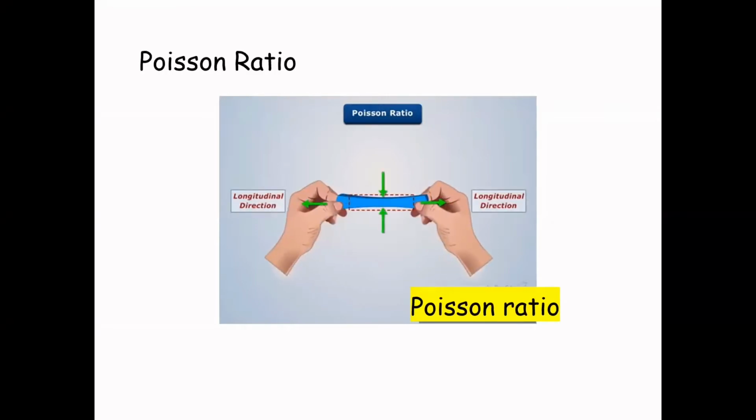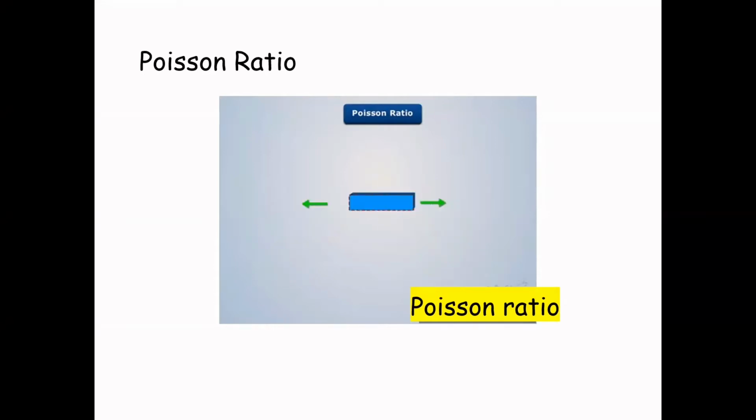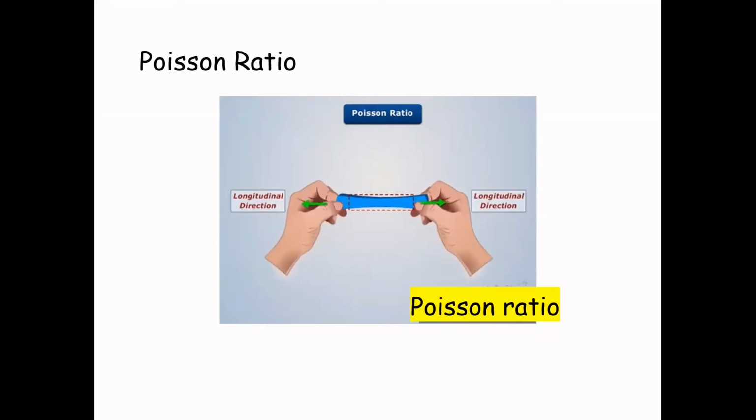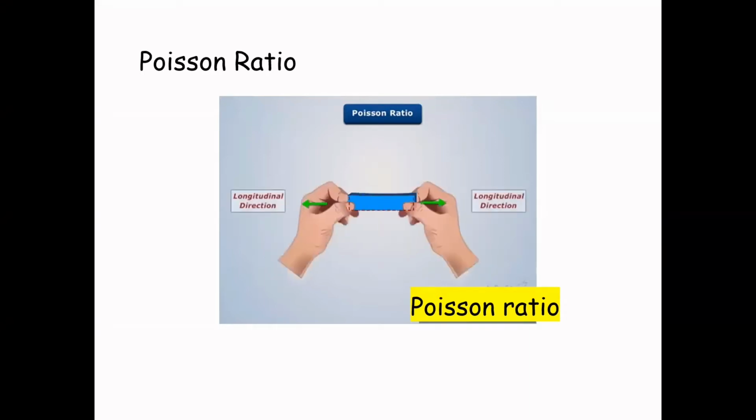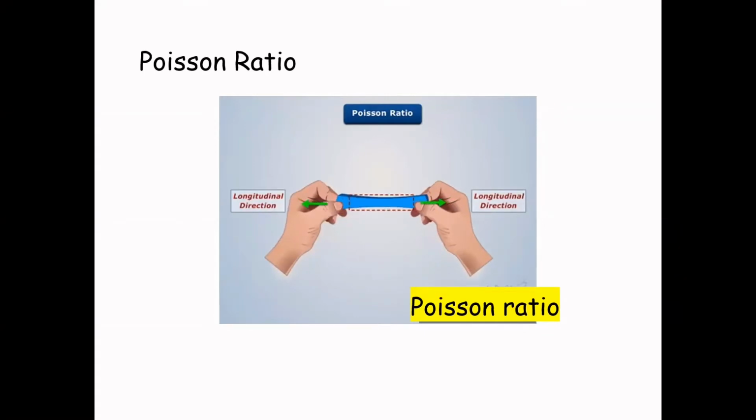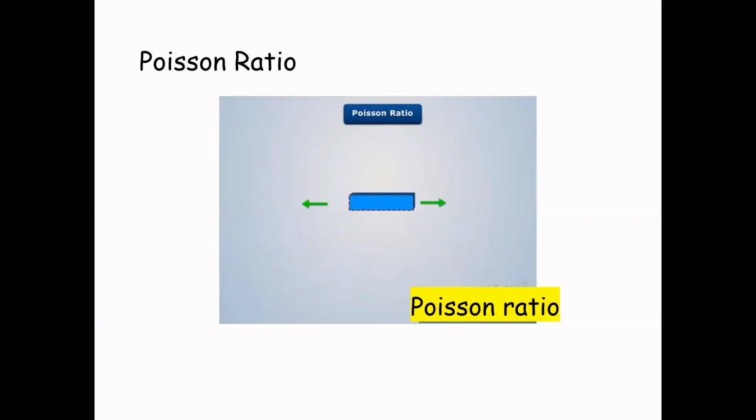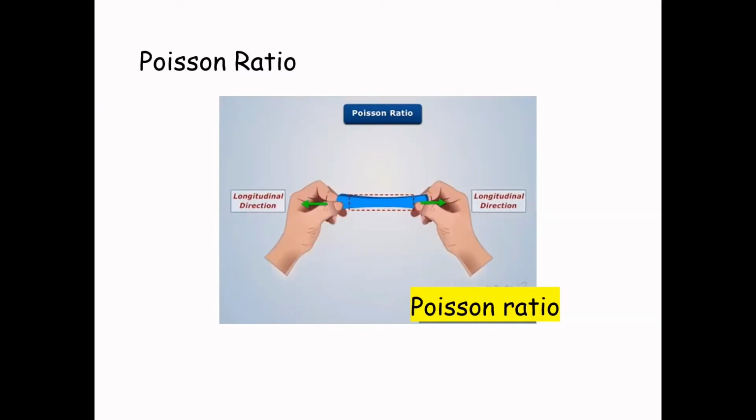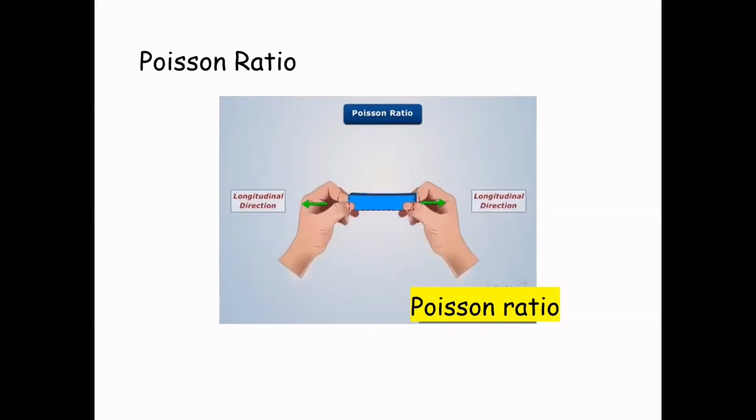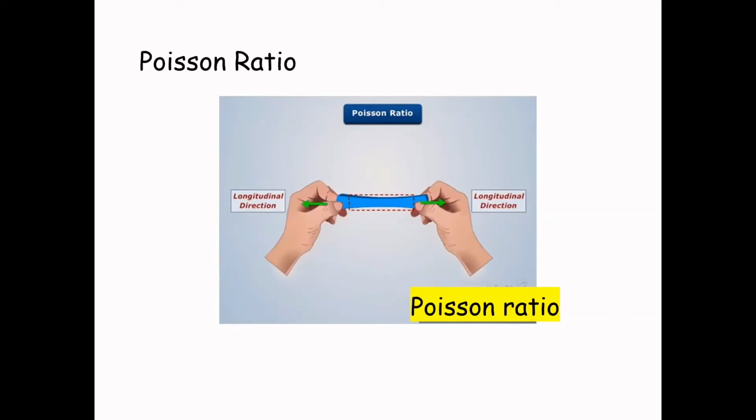To understand the Poisson ratio, let's take an example of a rubber strip. When we pull this strip in a longitudinal direction, the strip will elongate in the longitudinal direction and it will contract in the lateral direction. The strain developed in the lateral direction is known as lateral strain, and the strain that develops in the longitudinal direction is known as longitudinal strain.